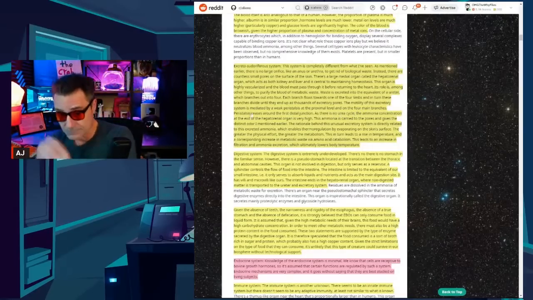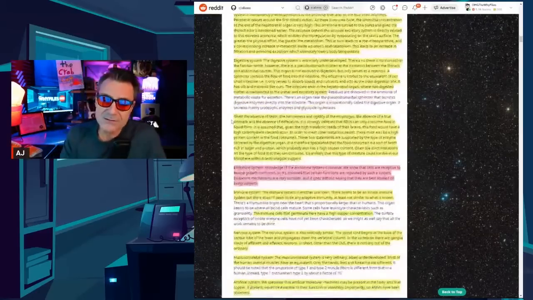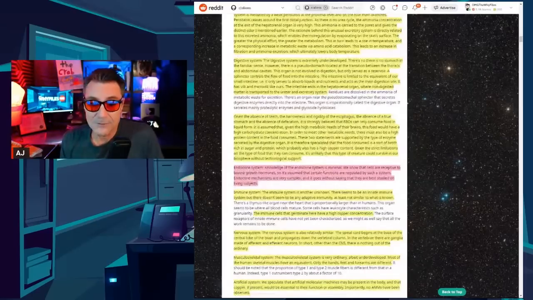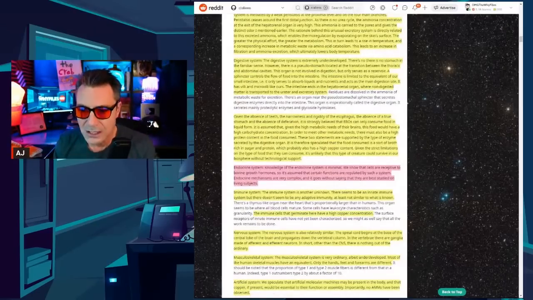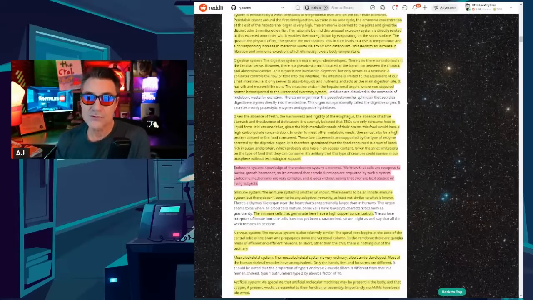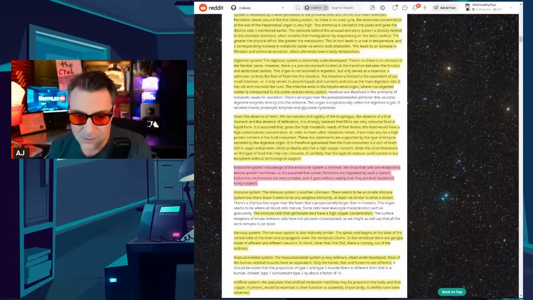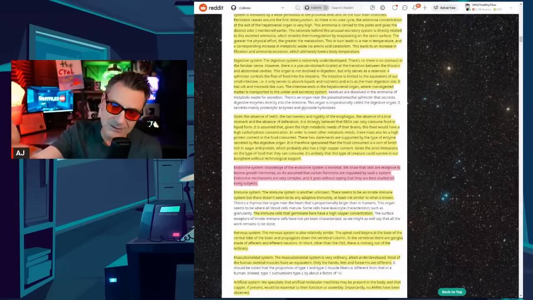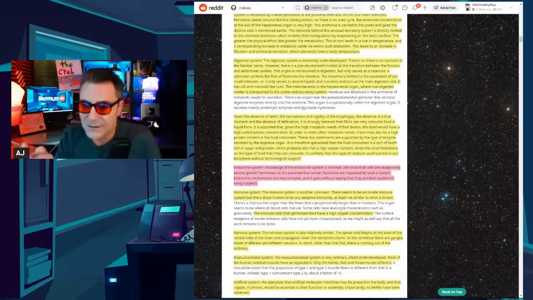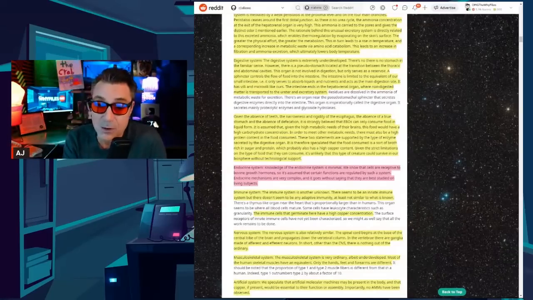That's interesting. So their digestive system is extremely underdeveloped. "There's no stomach in the familiar sense. However, there's a pseudo-stomach located at the transition between the thoracic and abdominal cavities. This organ is not involved in digestion, but only serves as a reservoir. A sphincter controls the flow of blood to the intestine." I know what you're thinking with sphincter, but that just means a squeezy muscle. It's not anything naughty. "The intestine is limited to the equivalent of our small intestine.